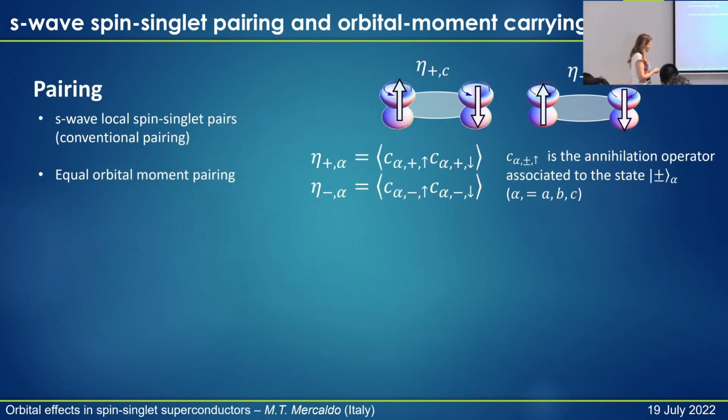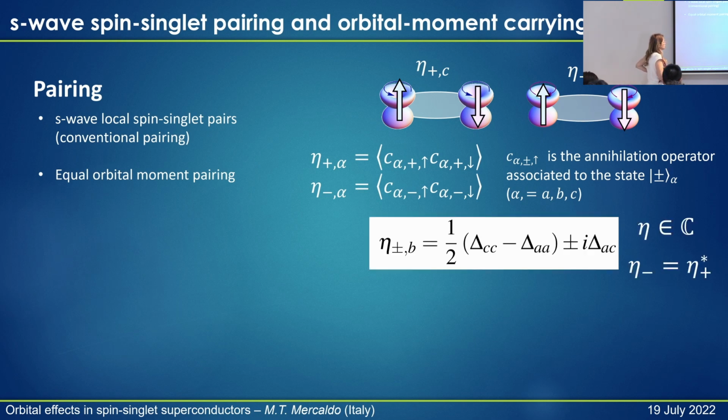So let me say something more about these orbitally polarized pairs, and how we can construct them. Actually, the recipe is the same. We have to form a pair, but we choose to have equal orbital momentum pairing. So we pair electrons that carry the same orbital angular momentum, which this plus or minus refers to. So this is the pair that carries -2, because there are 2 electrons, and this is the pair that carries +2, because there are 2 electrons.